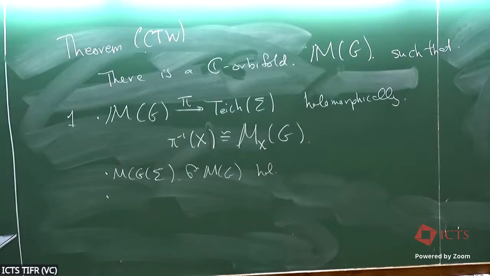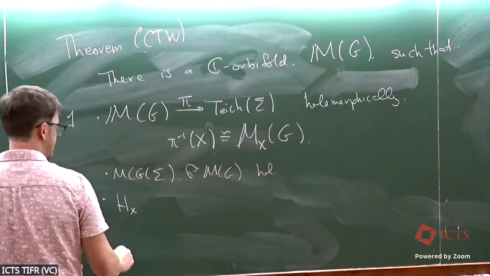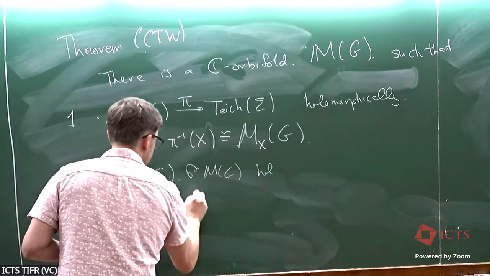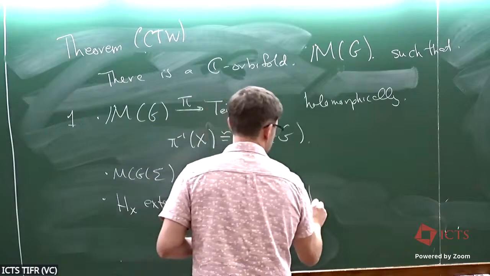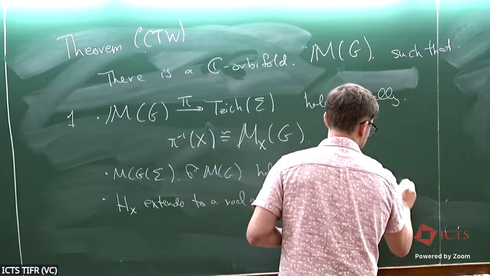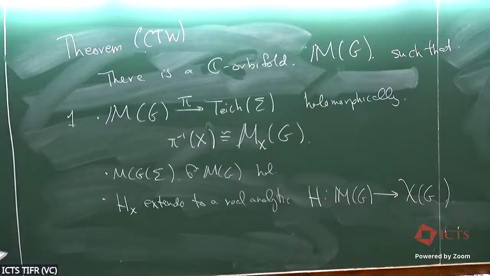And then the last thing, which is going to be important for what I want to talk about, is that this non-abelian Hodge map, this H_x, extends to a real analytic H to the character variety. So the theorem is about a construction of this space, and it is somehow the space I want to use to probe these types of questions.